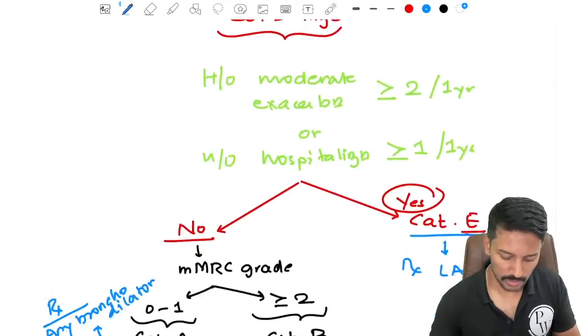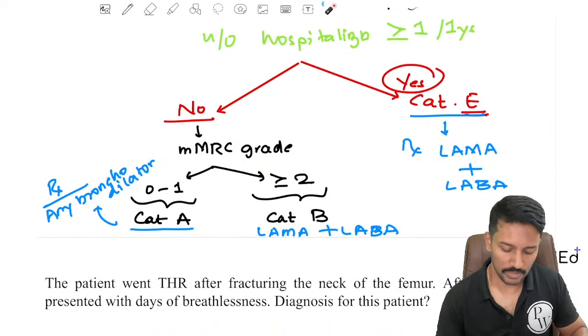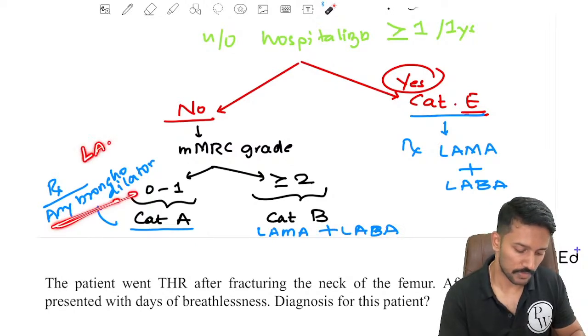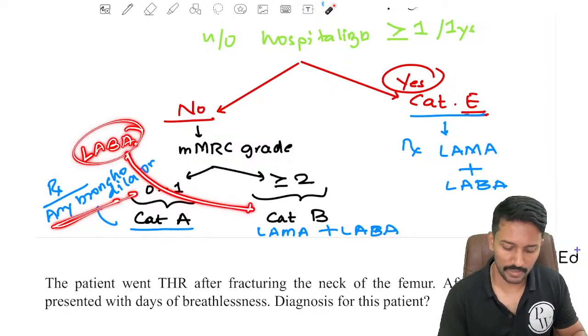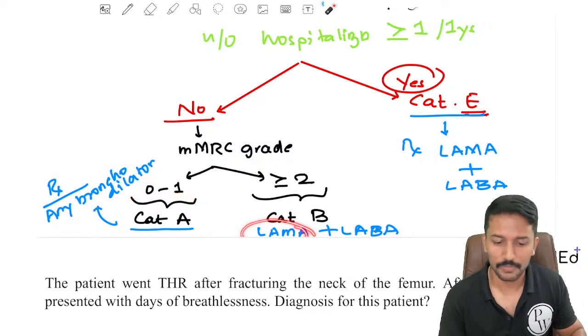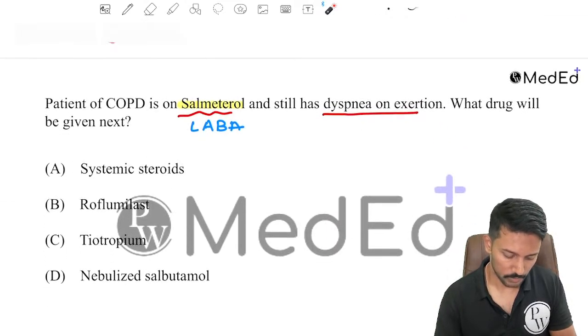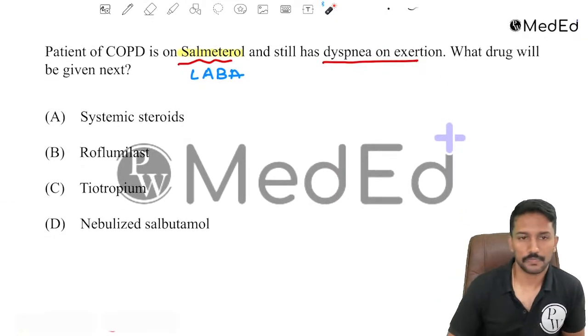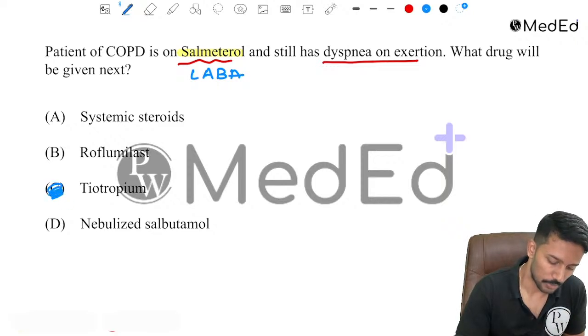Now if the symptoms are still not controlled, then what is the choice that I have to add? They have already started a LABA, right? Here any bronchodilator was a choice. We have started a LABA, it is not helping. Now naturally he should progress to category B treatment and we should introduce a LAMA, right? We should introduce a LAMA. So where is the LAMA here? LAMA is option C, tiotropium.